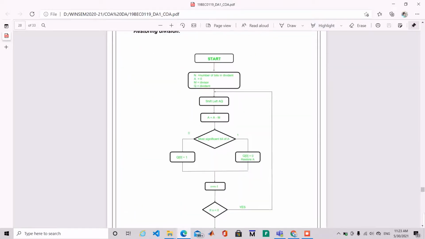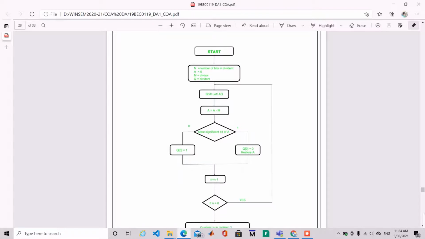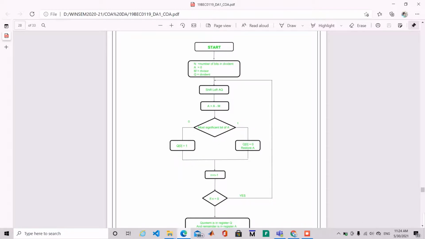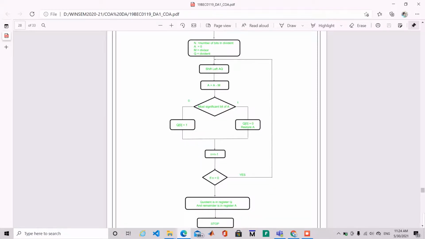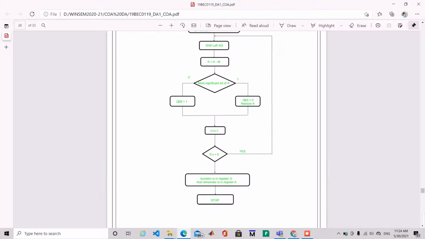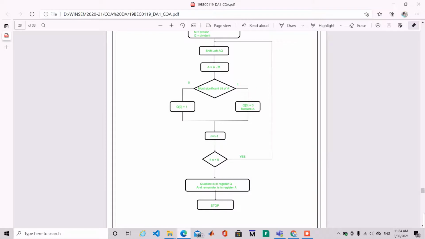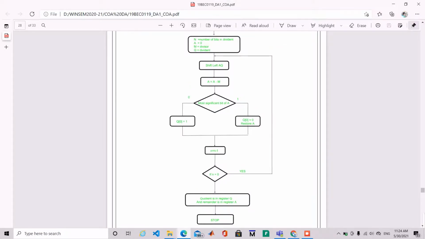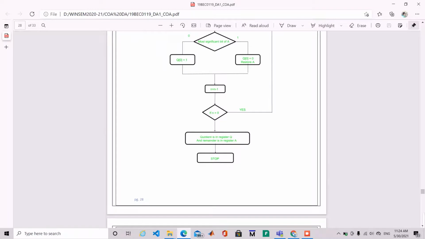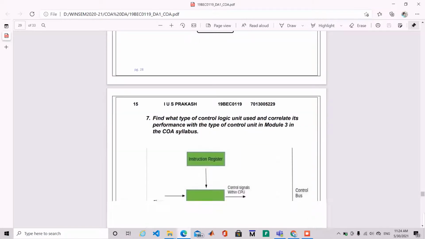And it was the restoring division flowchart. Here we give the number of bits in the dividend as n, and the divisor, and we shift left AQ. Then we compute A equals A minus M. Based on the most significant bit of A, Q0 equals 1 or Q0 equals 0, which means restoring A. Then n equals n minus 1, and if n equals 0 it stops. The quotient is in register Q and the remainder is in register A, and finally we give the stop instruction.